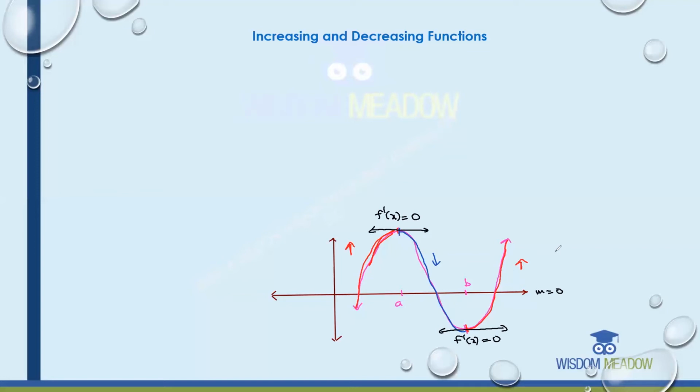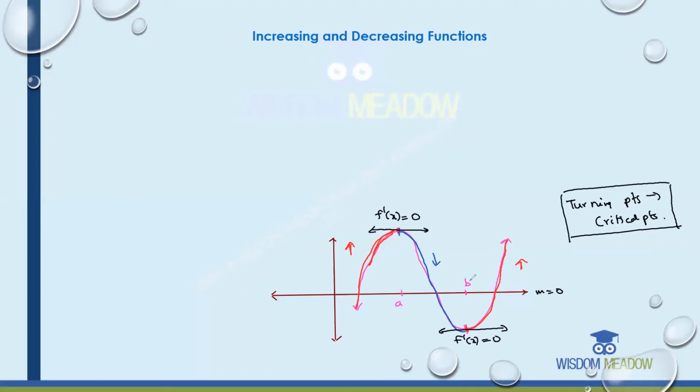Now, mathematically we call turning points critical points. So from now on, I would be saying critical points instead of turning points. Please keep that as a note. Mathematically, we call it critical points. So you find the critical points A and B.